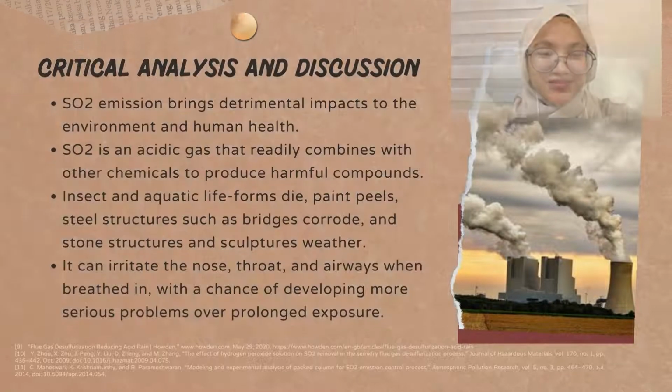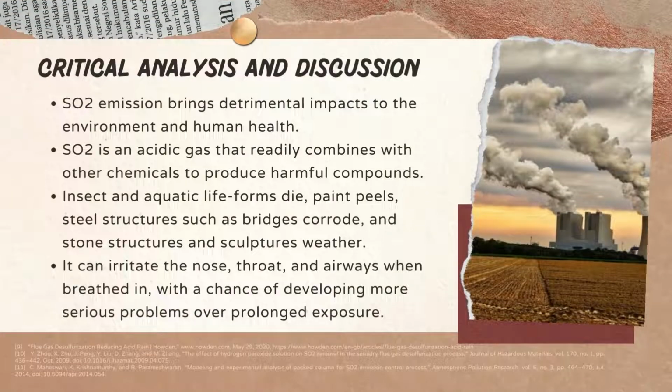I'll be explaining the critical analysis and discussion that relates to environmental and chemical engineering elements. It is crucial to reduce the emission of sulfur dioxide before it is released to the atmosphere, as it brings detrimental impacts to the environment and human health. This is because sulfur dioxide is an acidic gas that readily combines with other chemicals to produce harmful compounds such as sulfuric acid, sulfurous acid, and sulfate particles.